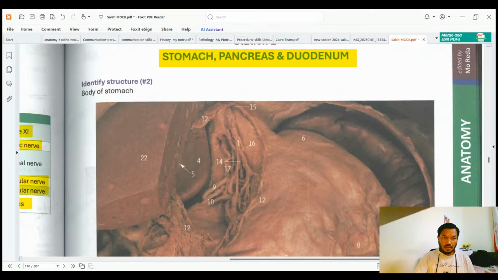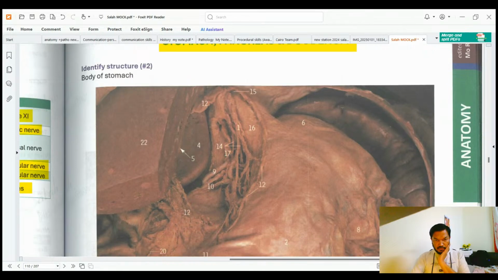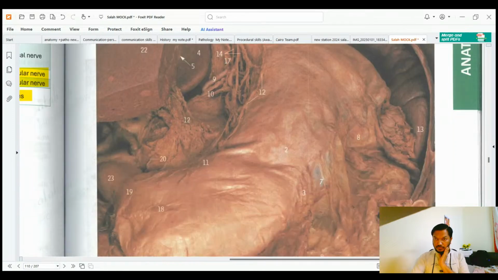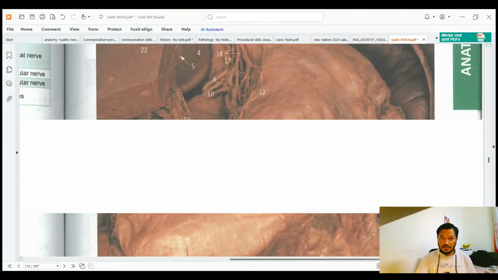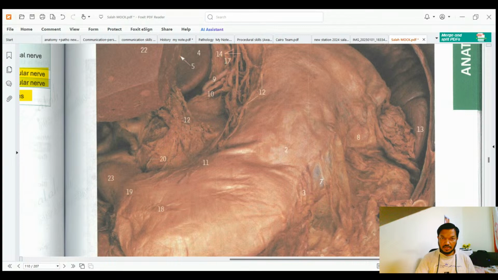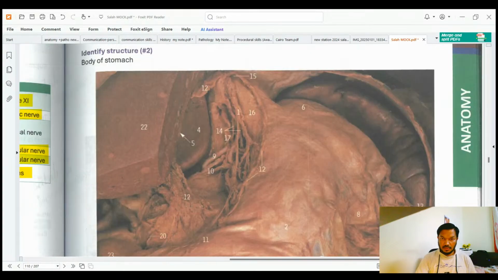Body of the stomach, structure number 2. Identify parts of the stomach. Fundus is number 6. Where is fundus? Okay, this is fundus, number 6.